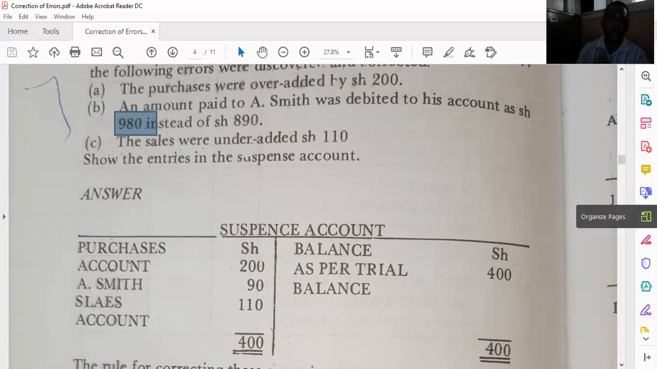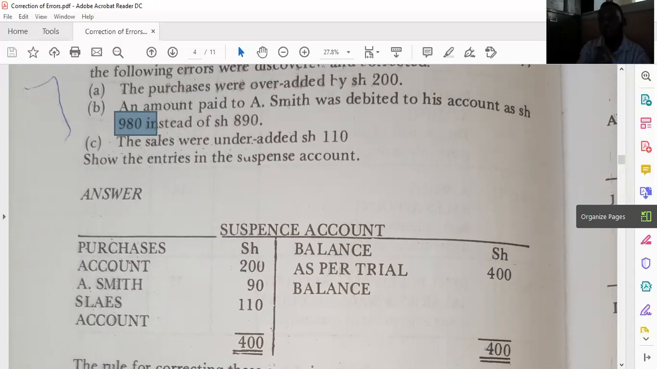In this transaction, assuming we paid by cash, you ought to have credited cash by 980 and debited A. Smith by 980. So you are not told of any problem with the cash account. The problem is in A. Smith's account, which was debited with 980, which was excess. We should have debited A. Smith's account with 890, but we debited it with 980. A difference of how much? 90 shillings. So you over-debited with 90 shillings.